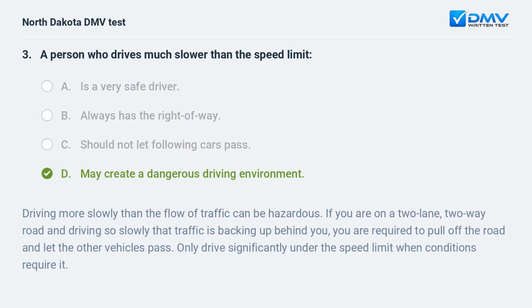D. May create a dangerous driving environment. Driving more slowly than the flow of traffic can be hazardous. If you are on a two-lane, two-way road and driving so slowly that traffic is backing up behind you, you are required to pull off the road and let the other vehicles pass. Only drive significantly under the speed limit when conditions require it.